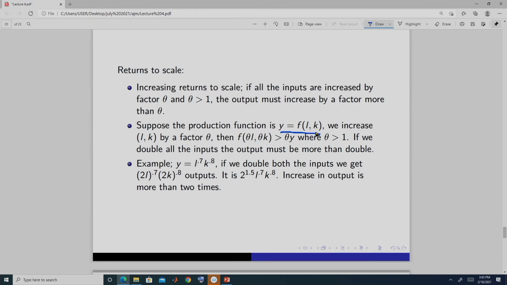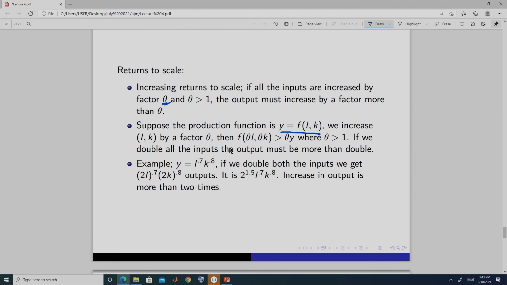What does increasing returns to scale say? Suppose we are given a production function like this. Now, if we increase all the inputs by a factor theta, and this theta must be greater than 1, so if we suppose double all the inputs, then the output should be more than theta times the present output. So, the output must increase by a factor more than theta.